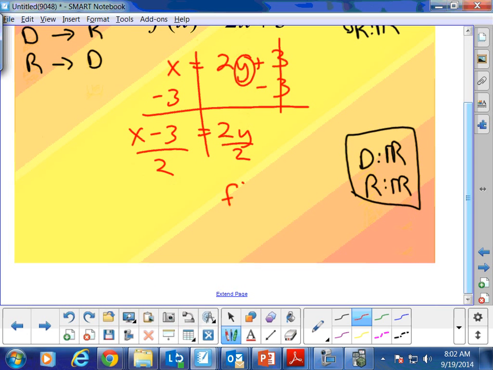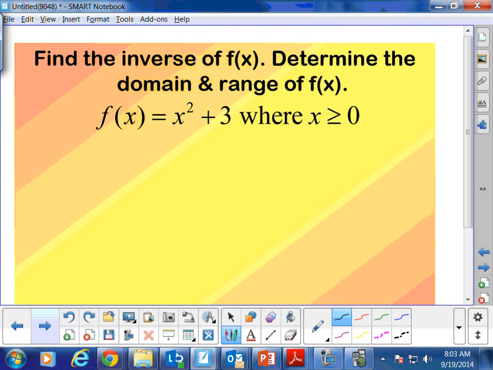Let me change the color so you can make sure we accentuate that now we have physically f inverse of x, which is really 1/2 x minus 3/2. Now, domain and range has already been found, but that's the inverse of it. So, let's use the same idea with the next one, because I know that for some of y'all, you might have some difficulty with this.